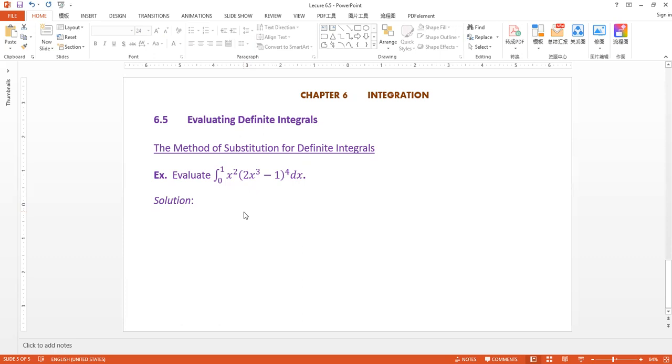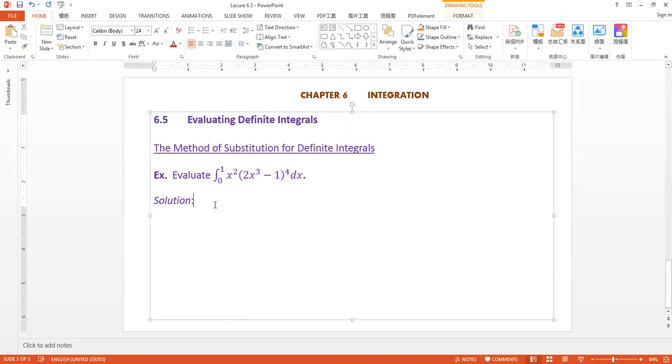We have seen some examples before on how to evaluate indefinite integrals using substitution. Here we just do an example of definite integrals using substitution, and the procedures are very similar to the problems of indefinite integrals, but we do need some extra steps, and I'm going to show the details here as we work through the example.